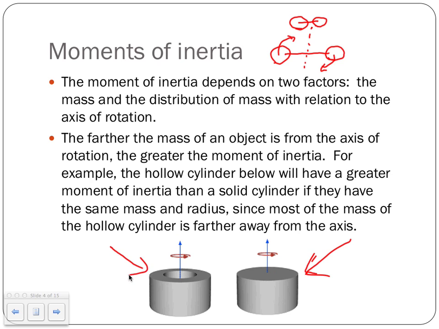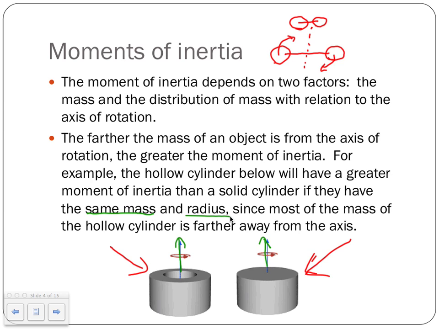The one on the left, which is a hollow cylinder, has a hole cut out of it. Let's suppose that we're going to rotate both of these about this axis right here, the center axis at the center of the circle, if we drew a line down the middle of the cylinder. Let's assume that these two objects have the same mass and the same radius.